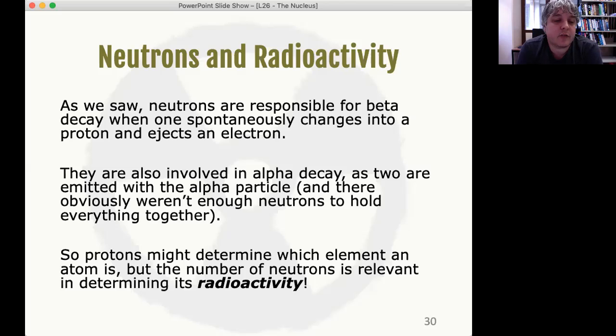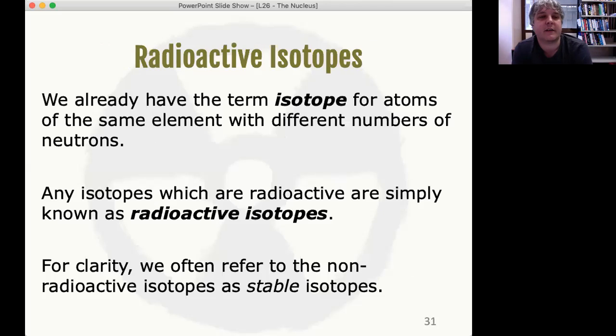So protons might determine which element an atom is, but the number of neutrons is very relevant in determining its radioactivity. It's not a hard and fast rule. There are no strict laws that we can write down and learn to figure out if a specific isotope is going to be radioactive, but neutrons are definitely very relevant. Too many of them, one is likely to turn into a proton and change the element, and not enough of them, the atom is likely to give off an alpha particle and change into a different element. So neutrons are very relevant for radioactivity.